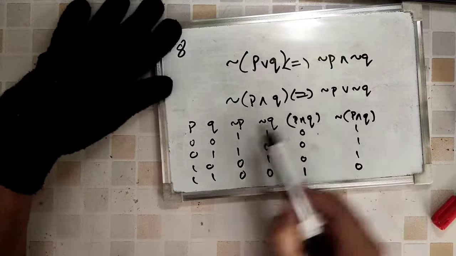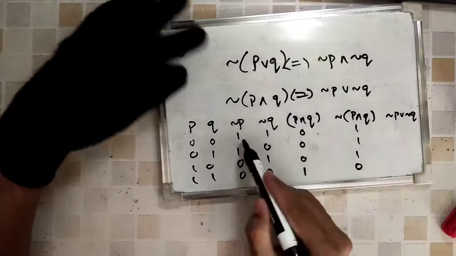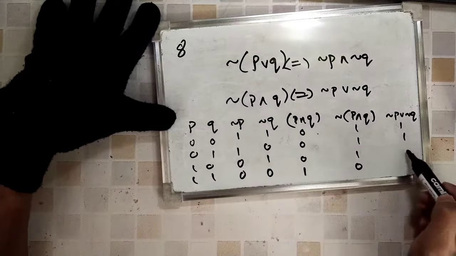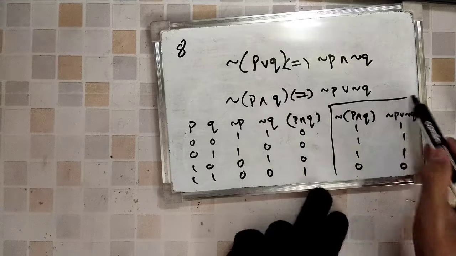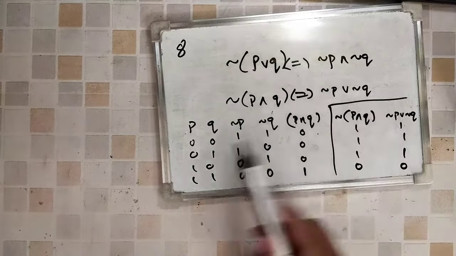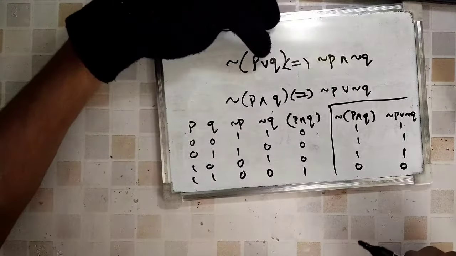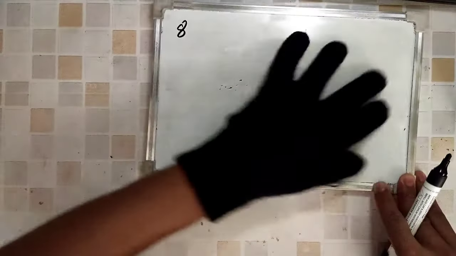Now what I will take is this or this, negation P or negation Q. 1 or 1 is 1, 1 or 0 is also 1, 0 or 1 is also 1, 0 or 0 is 0. So see here, I got this, right. This is this, this is this. From this table I got this, it is logically equivalent. Similarly, if you do it like this also, it is logically equivalent to that. This is our De Morgan's law.